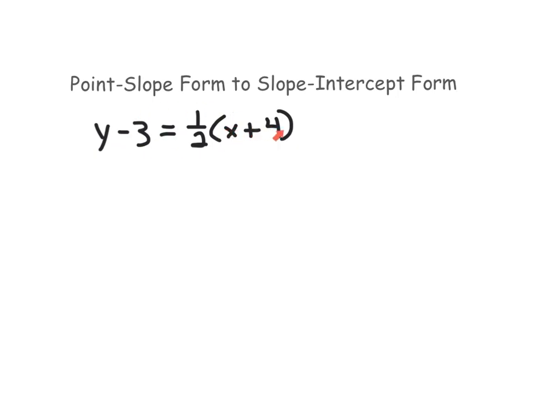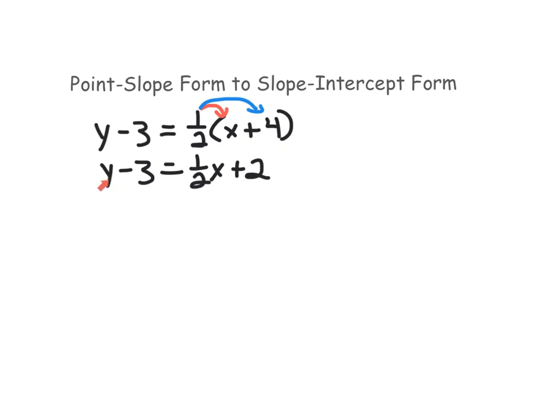We have the parentheses here. So we're going to multiply this x plus 4 in the parentheses times the slope of 1/2. So I'm going to rewrite my equation, y minus 3 equals, and then we look at 1/2 times x. Well, we can simply call that 1/2 x. Then we have 1/2 times positive 4. Well, half of 4 is 2, so that's going to become plus 2.